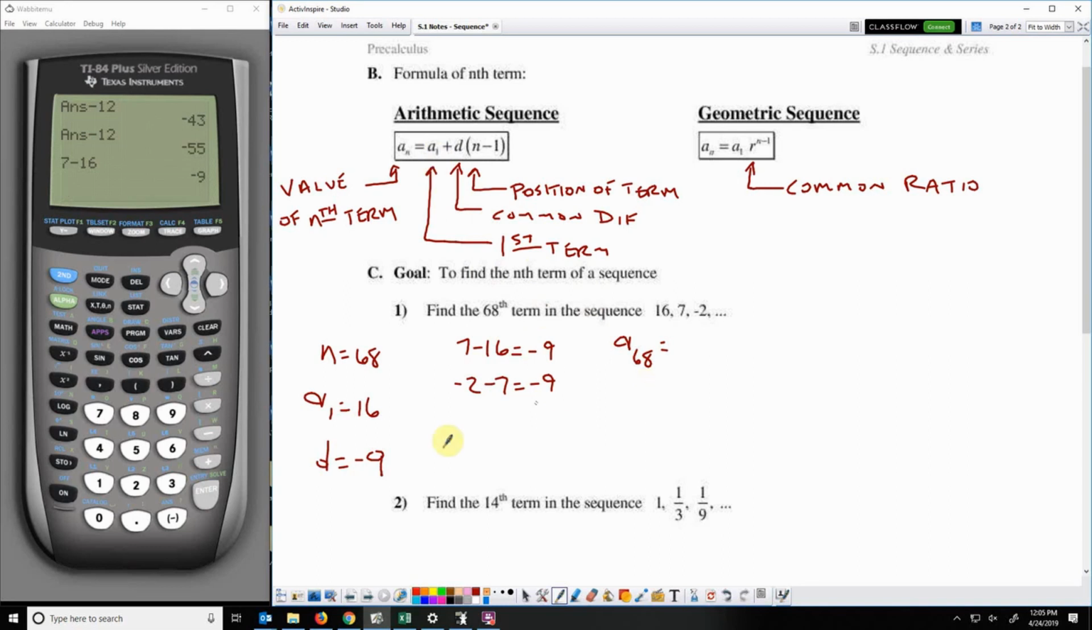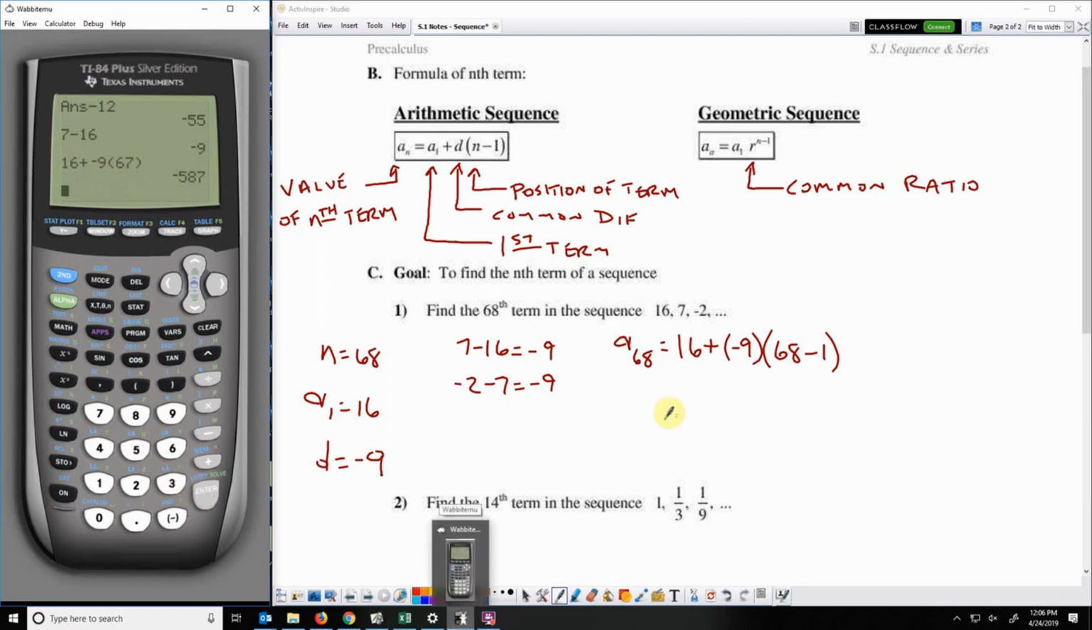Because it's a common difference, I know I'm using the arithmetic sequence formula. So a sub 1, the first term, is 16, plus the common difference, negative 9, times n, which is 68, minus 1. So 16 plus negative 9 times 67. So the value of the 68th term is negative 587.